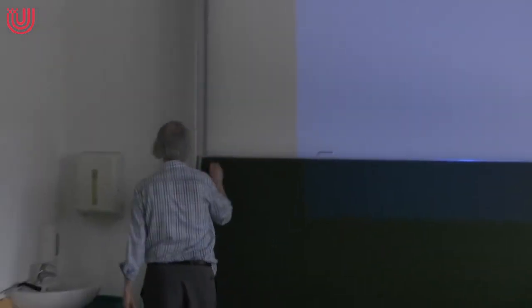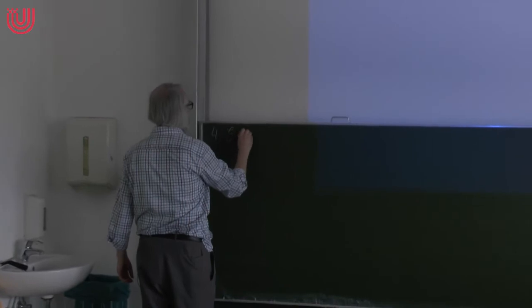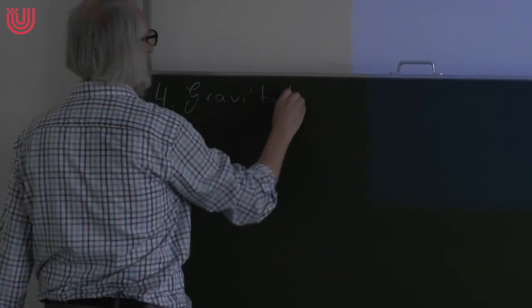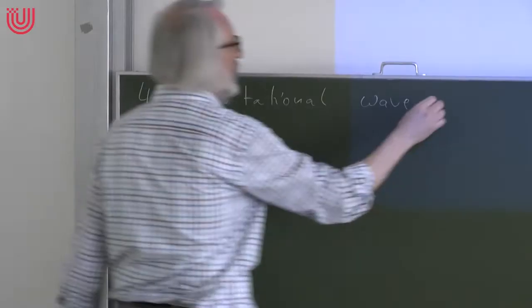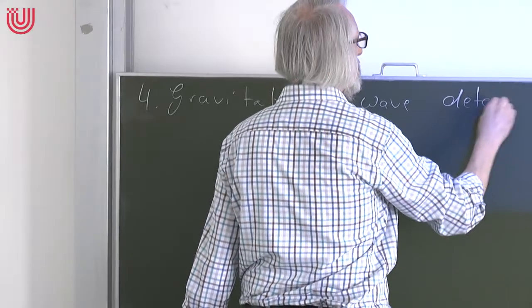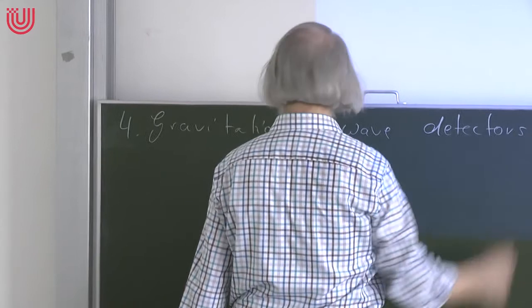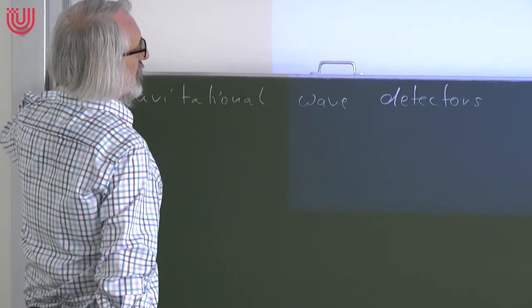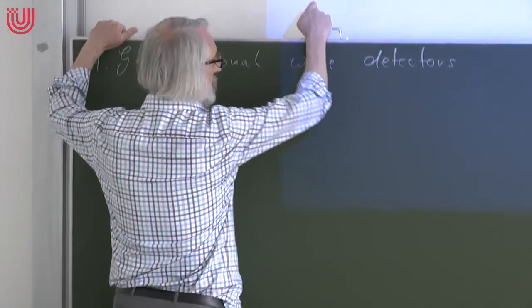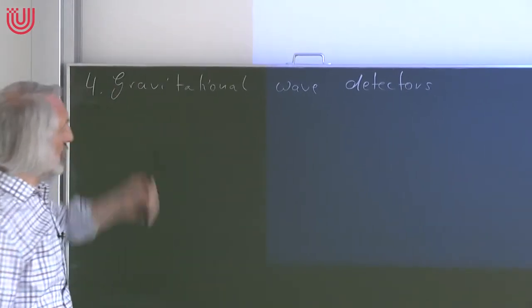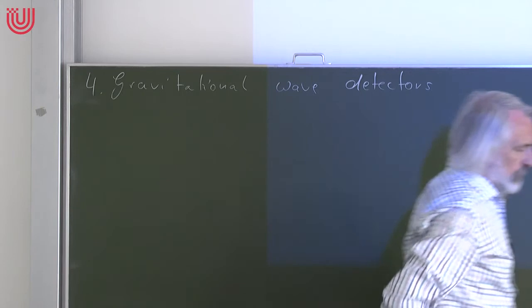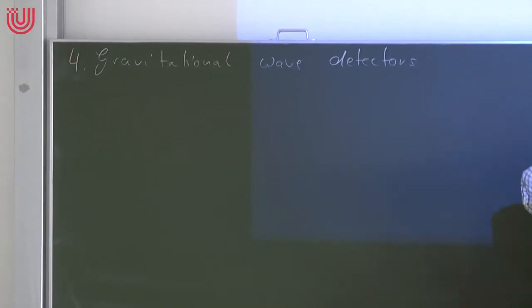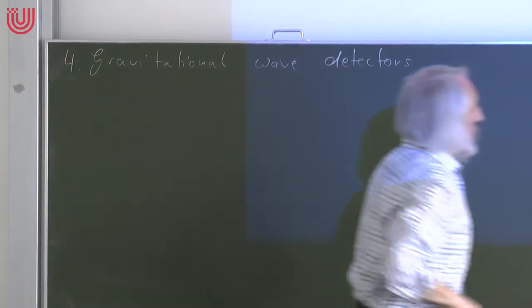It will be chapter 4, gravitational wave detectors. So I have mentioned already briefly how gravitational wave detectors operate, but I will study this now in some more detail. And as you probably know, and as I have mentioned already, there are two types of gravitational wave detectors which have been developed in the course of history.